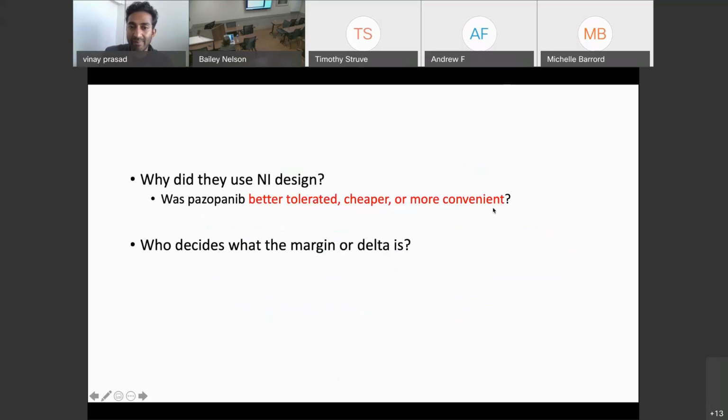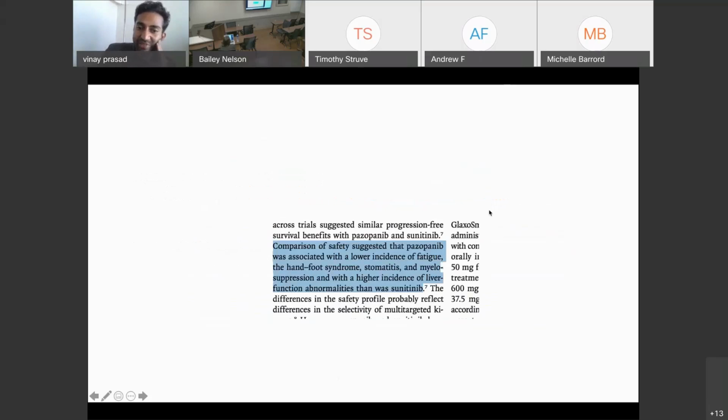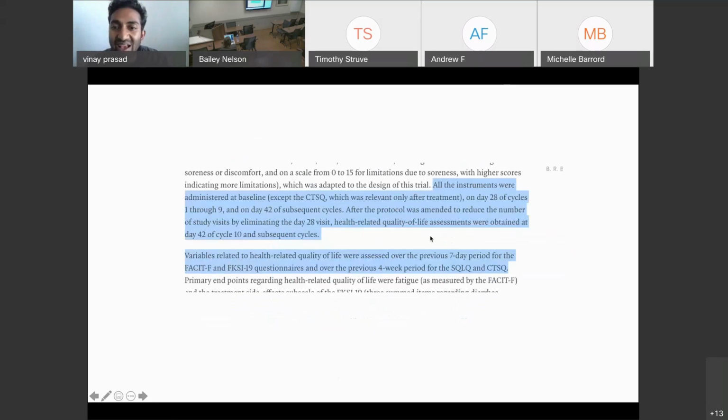What about pazopanib? They say comparison of safety signals suggested that pazopanib was associated with lower incidence of fatigue, hand-foot syndrome, stomatitis, and myelosuppression than sunitinib. But interestingly, all of the instruments were administered at baseline and on day 28 of cycles 1 through 9 and day 42 of subsequent cycles.